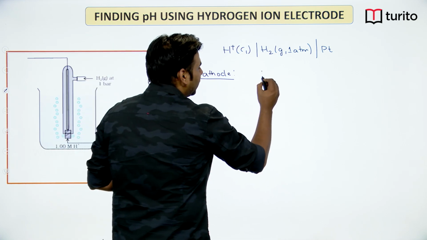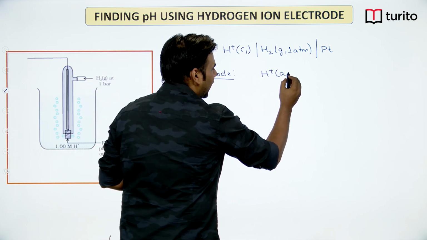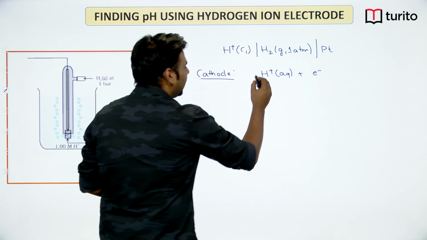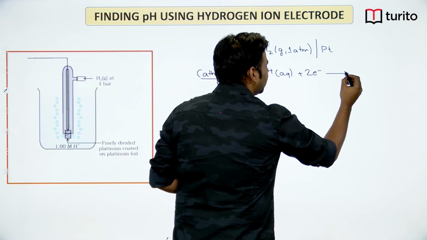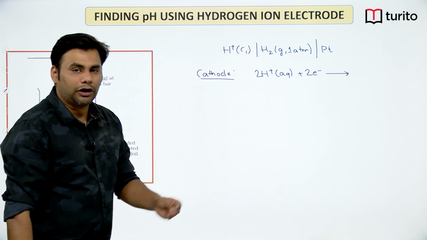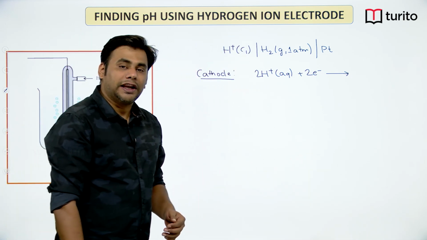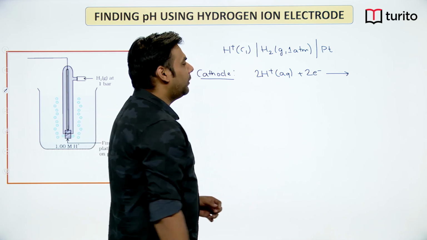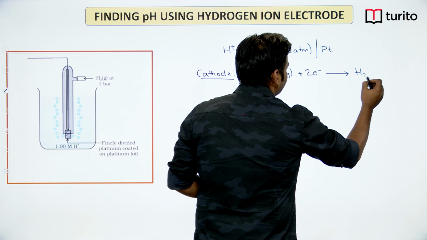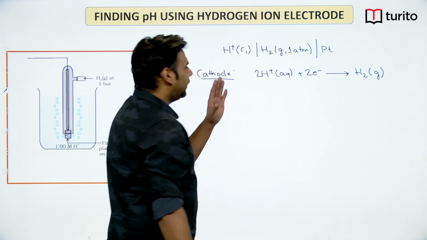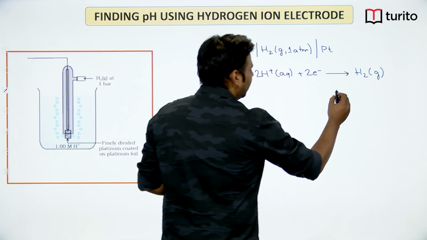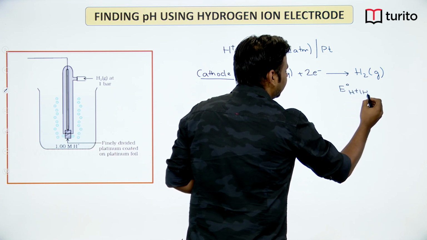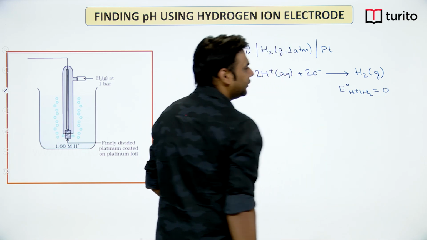So H plus aqueous will take up an electron. 2 H plus will take up 2 electrons. 1 H plus on taking up 1 electron will change into atomic hydrogen. 2 H plus on taking up 2 electrons will change into 2 atomic hydrogen, which will combine and form hydrogen gas. We know that its standard reduction potential is always 0, so we can write it as the standard reduction potential.